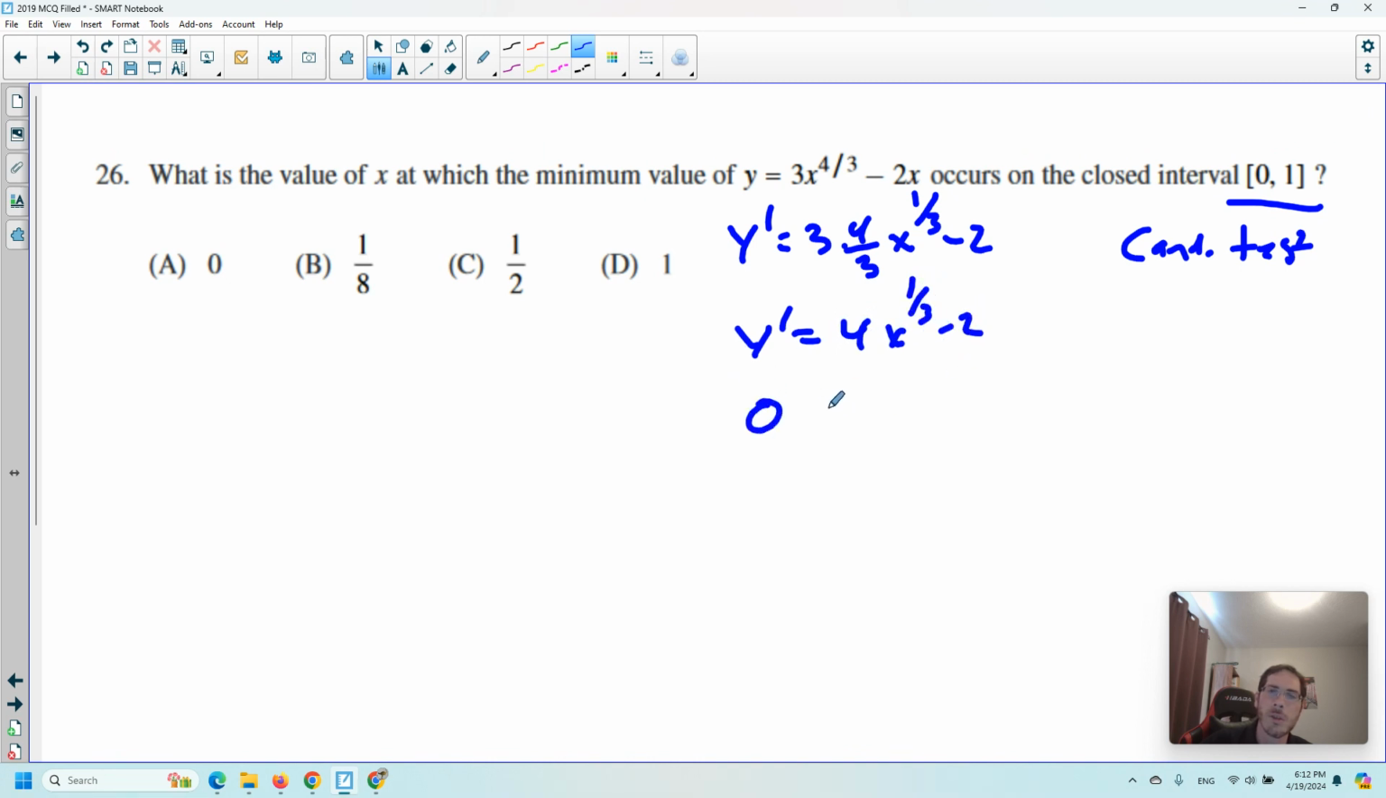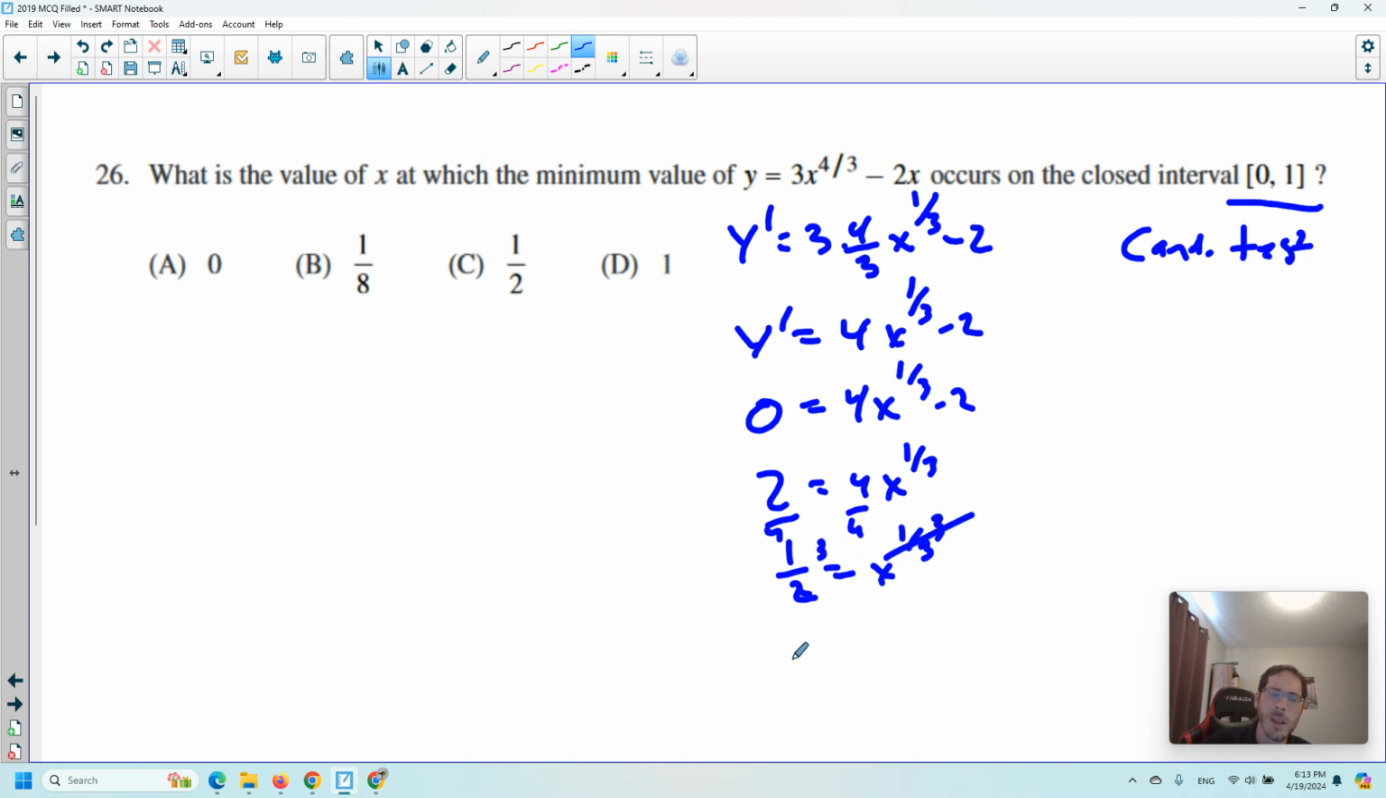We set that equal to 0. 4x to the 1/3 minus 2. So we add 2 to both sides, 4x to the 1/3. We divide both sides by 4. So 1/2 equals x to the 1/3. And then we cube both sides to get rid of that 1/3. So 1/2 cubed is 1/8 equals x.